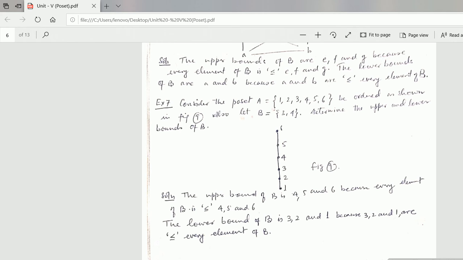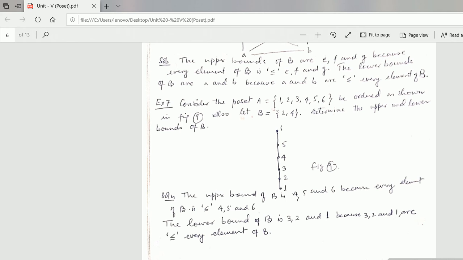The upper bounds of B are 4, 5, 6. Why? Because every element of set B is less than or equal to 4, 5, 6. In set B we have two elements, 3 and 4, which are less than or equal to 4, 5, 6.